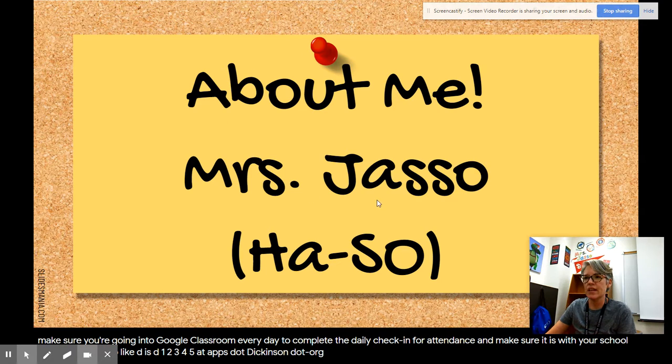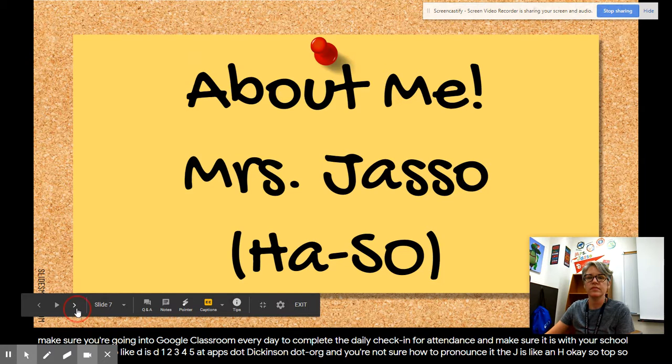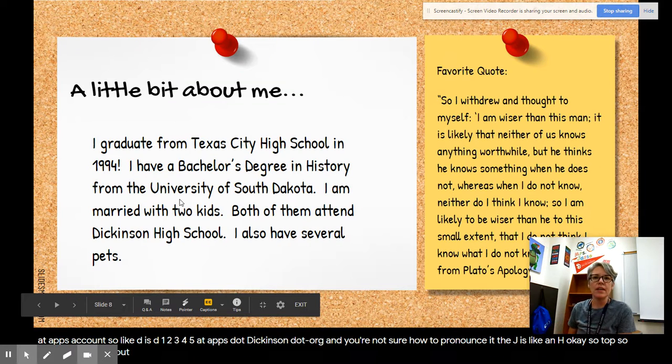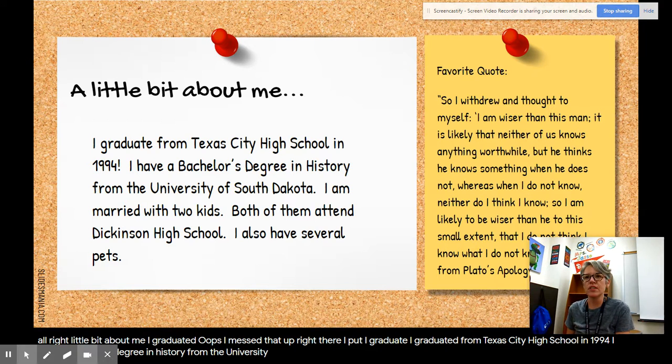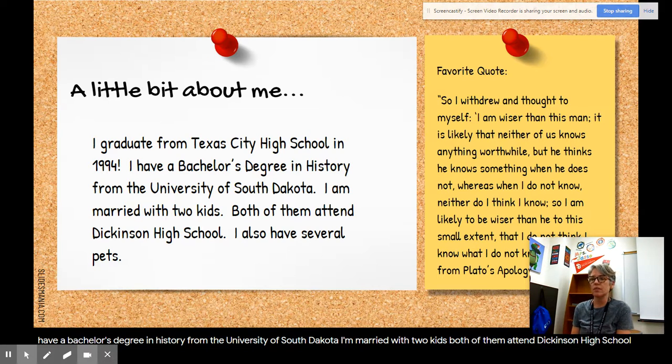All right, now about me. I'm Ms. Jasso again. If you're not sure how to pronounce it, the J is like an H, okay? So it's Jasso. All right, a little bit about me. I graduated from Texas City High School in 1994. I have a bachelor's degree in history from the University of South Dakota. I'm married with 2 kids. Both of them attend Dickinson High School. Okay, so my son is going to be a freshman and my daughter will be a senior.